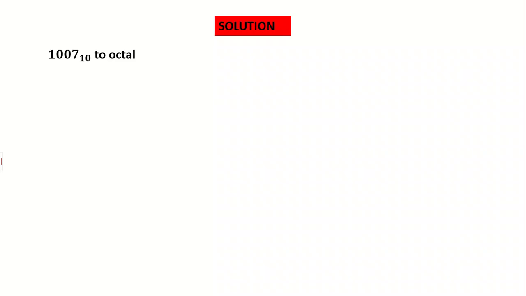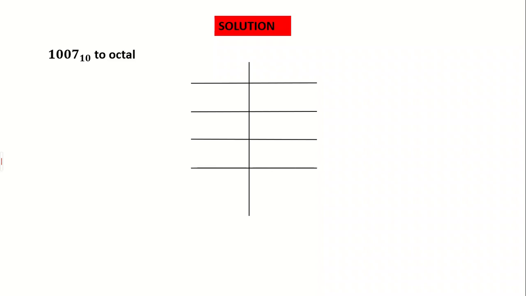Solution. The first one is converting 1007 base 10 to octal, that's to base 8. If you are converting from base 10 to another base, what you need to do is follow your table method. You draw out your table, you have the vertical and the horizontal, you split the vertical one into some sections, then bring out your number, which is 1007.